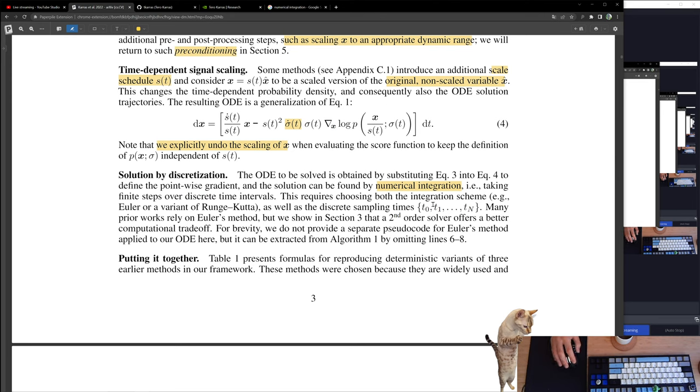This requires choosing the integration scheme. Okay, so there's a couple different ways of doing this, and then some discrete sampling times, T0 all the way to Tn. We show in section 3 that a second order solver offers a better computational trade-off. Okay, so they're saying that most people just use Euler's method to calculate this integral, but you can use some other methods here that are a little bit better.